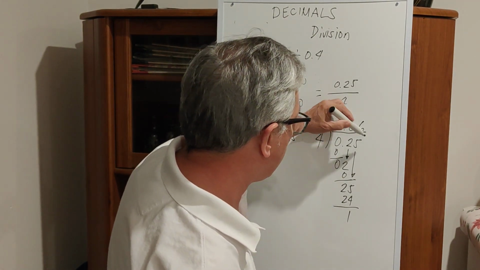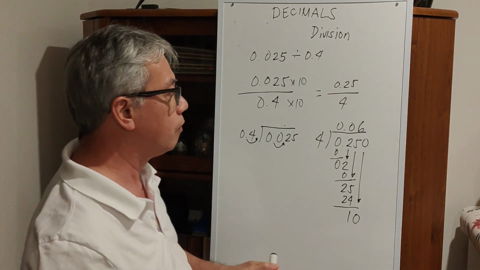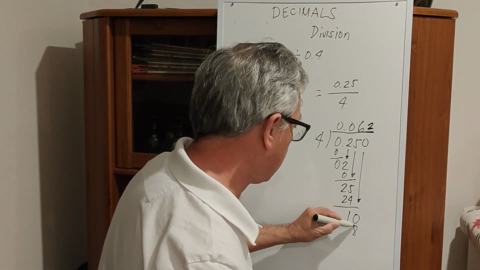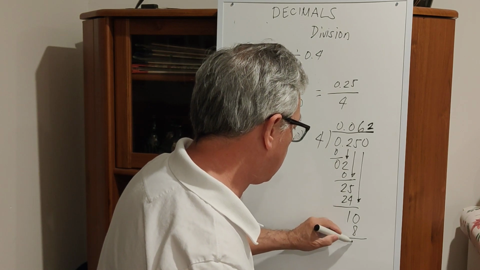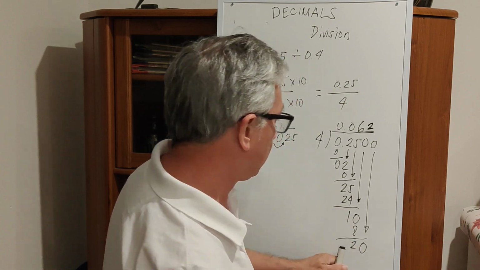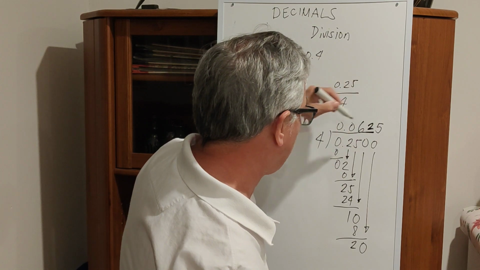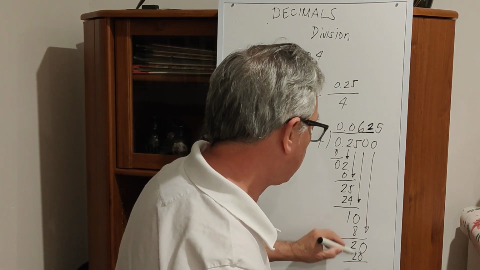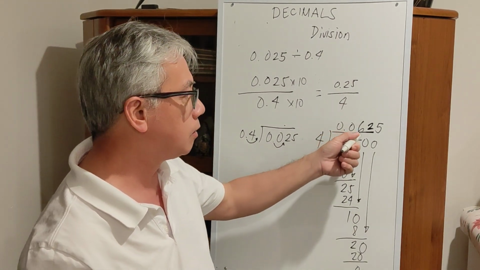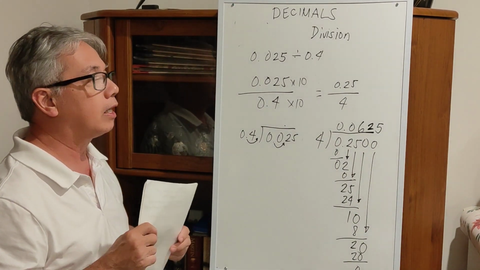We can still add 0. Bring down 0. We got 10 divided by 4 is 2. 2 times 4 is 8. Now 10 minus 8 is 2. We can still add 0. Bring down 0. 20 divided by 4 is 5. 5 times 4 is 20. And 20 minus 20 is 0. So now we have the answer, 0.0625. So that's how we divide decimals.